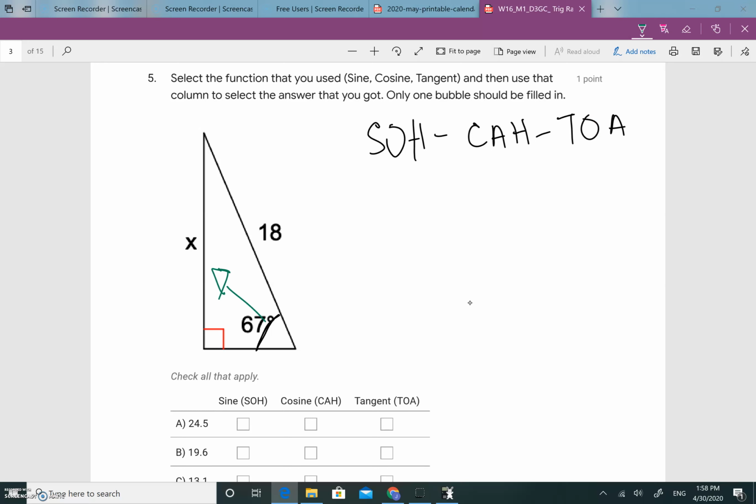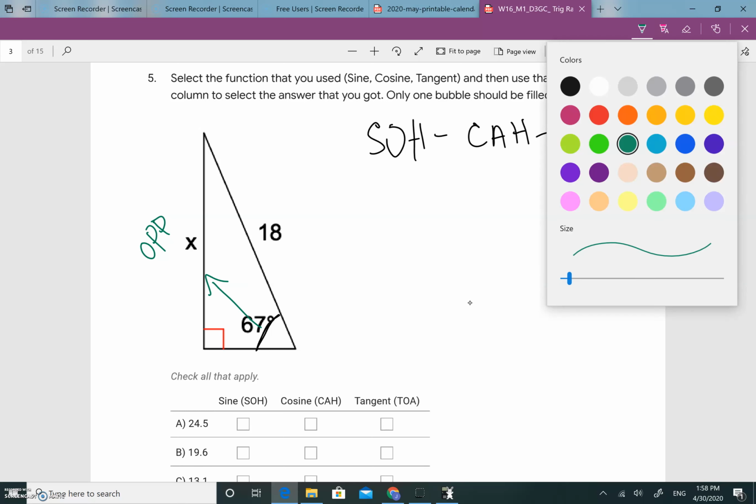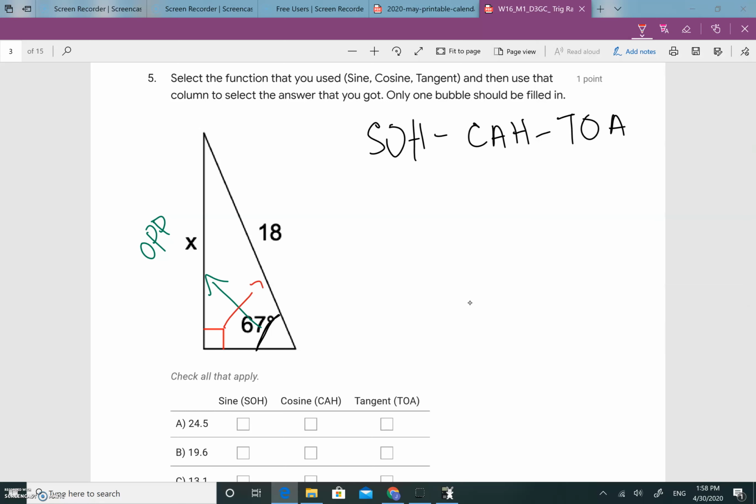X is opposite to the 67. So this will be my opposite. And now, in this case, 18 is also adjacent to 67, but it is also the hypotenuse. So in reality, that's going to be our hypotenuse, right? Because it's opposite to the 90-degree angle. And the one in the bottom, the one that we're not given, is going to be our adjacent. So always do those two first. Always use the opposite and the hypotenuse. And then afterwards, if you need it, you can go ahead and find the adjacent.